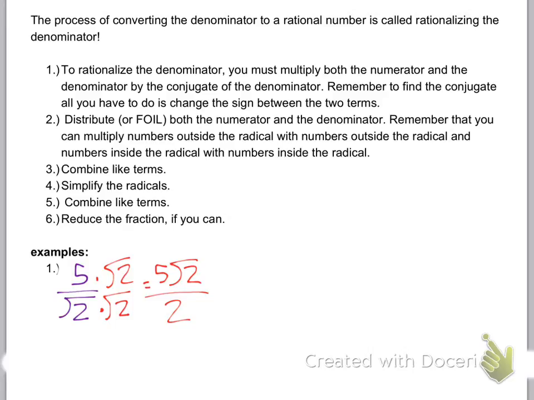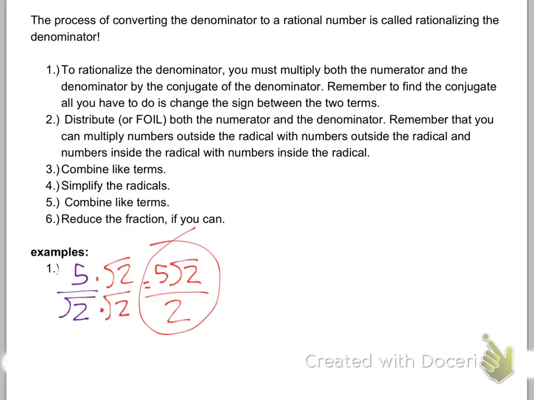Is 5 divisible by 2 nicely? No. I wouldn't leave it as 2.5 square root of 2. So guess what? That's your answer. I can't simplify the square root because square root of 2 is already broken down to its prime factorization. It's already done. No partners. So therefore, I'm done.